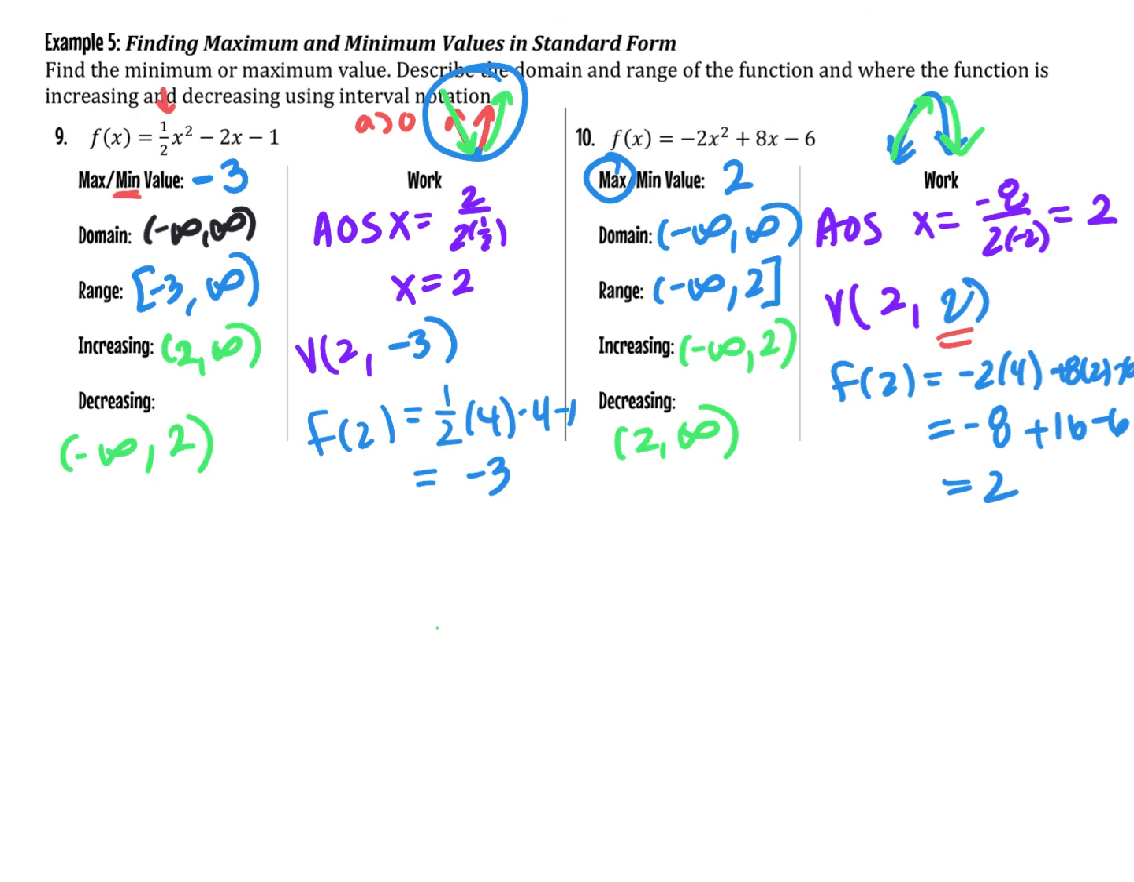So key things that we focused on in this video, we talked about both vertex form and standard form, how to identify the vertex and axis of symmetry, and how to use those properties to graph. Then we talked about key characteristics of quadratics, like the max or min value, the domain, the range, and increasing and decreasing.